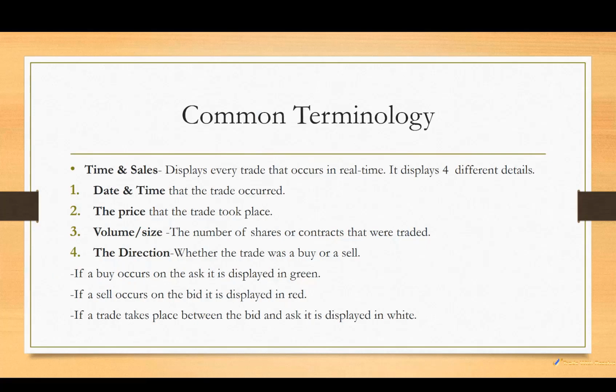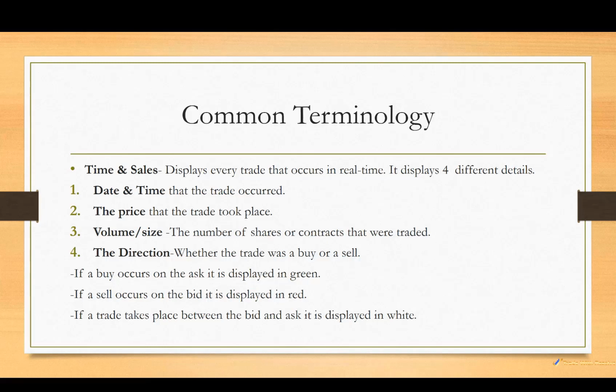So let's go over the time in sales. The time in sales simply displays every trade that occurs in real time. It displays 4 different details. 1, it gives you the date and time that the trade occurred. 2, it gives you the price that the trade took place. 3, it gives you the volume and size, so the number of shares or contracts that were traded. And 4, it gives you the direction, so it lets you know if the trade was a buy or a sell.